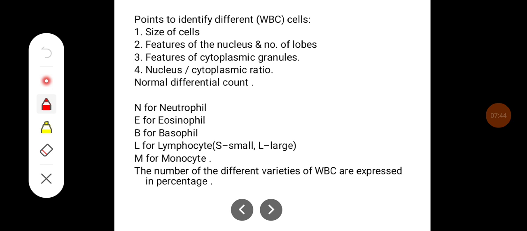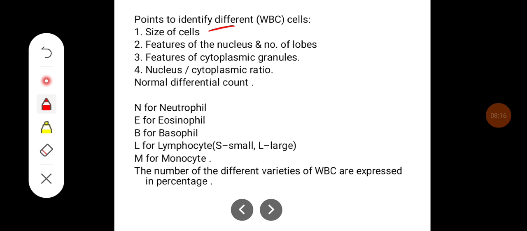Then the WBCs can be differentiated by the following points. The size of the cells. The largest cell the WBC you can see is monocyte, then probably large lymphocyte, a neutrophil, slightly bigger than that is eosinophil, then neutrophil, and basophil, then the small lymphocyte. Small lymphocyte is a similar size of that of an RBC.